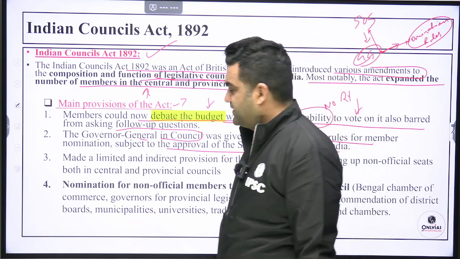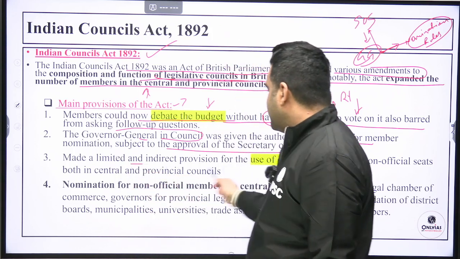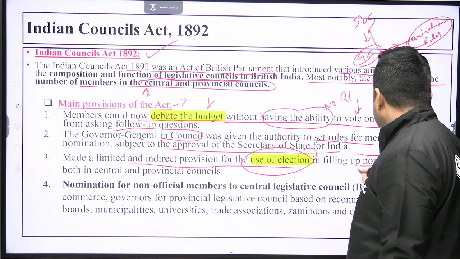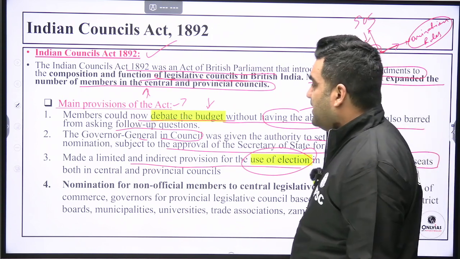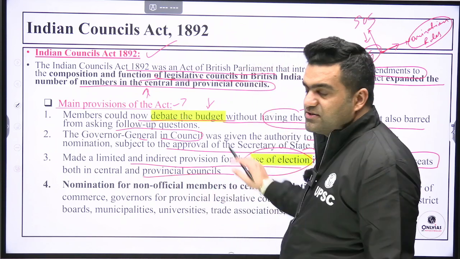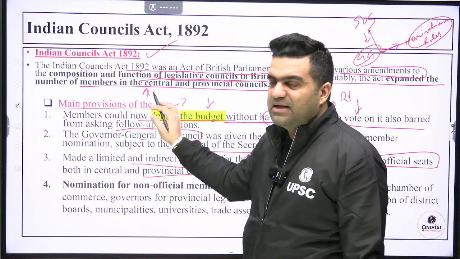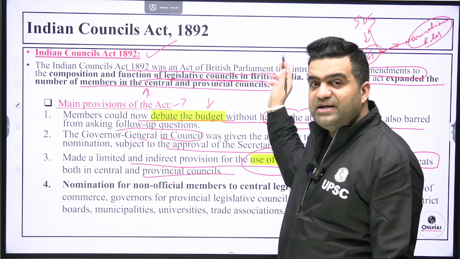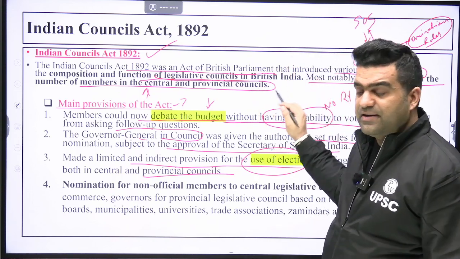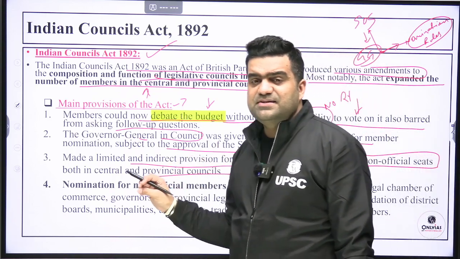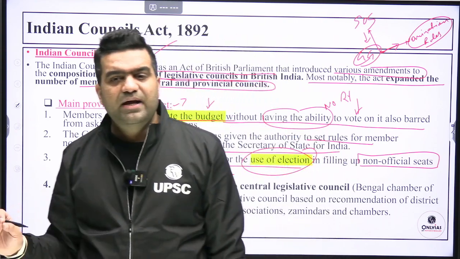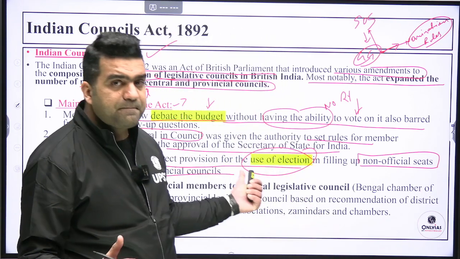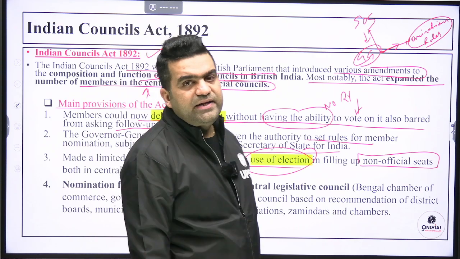It made a limited and indirect provision for the use of elections in filling up non-official seats, both in central and provincial councils. So the number of members was increased, and the selection criteria were to be prescribed by the Governor General, to be ultimately approved by the Secretary of State. The element of elections in the non-official members was introduced for the first time by the Act of 1892.